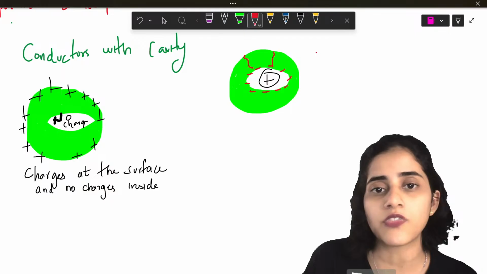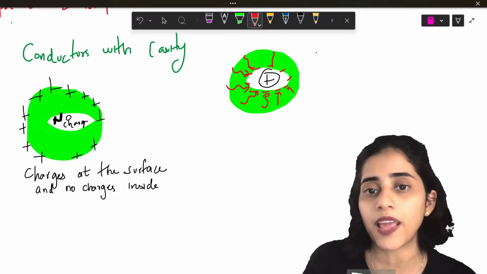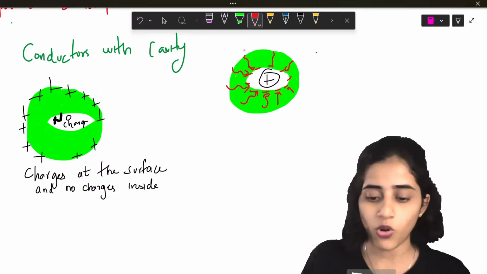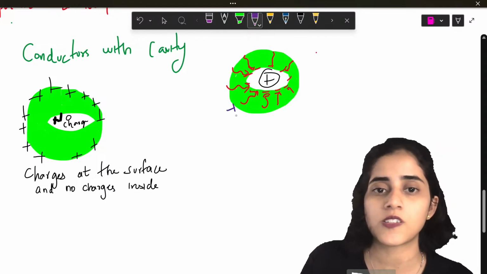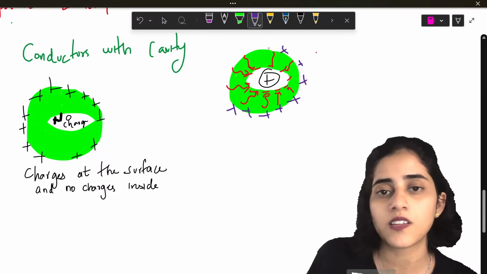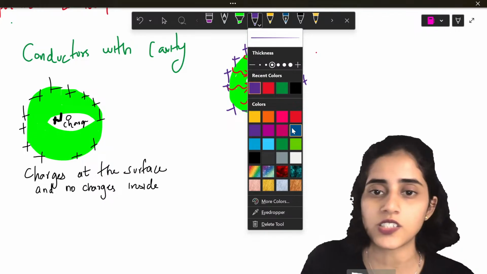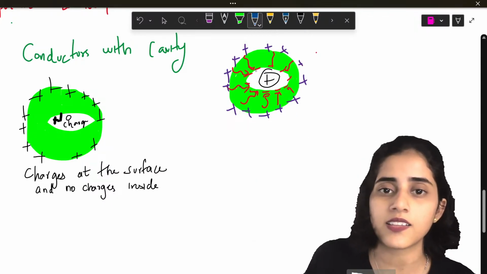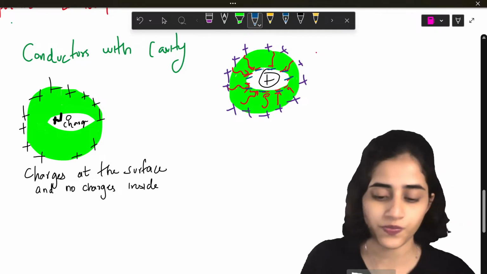So from the surface all the negative charges will be attracted towards the center because inside in the cavity I place a positive charge. Now on the surface what will remain? You will have positive charges. On the surface there will be positive charges. Inside there will be negative charges.